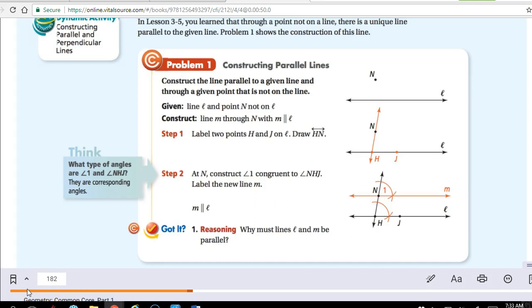And if they're equal, the rule says that the lines have to be parallel. I hope this makes sense, and best of luck.